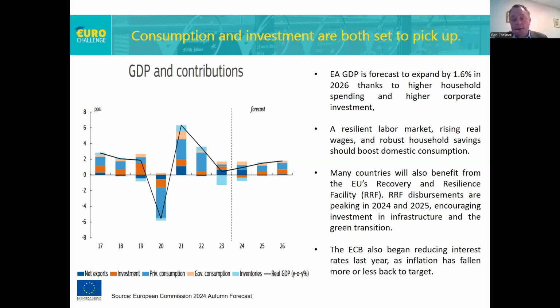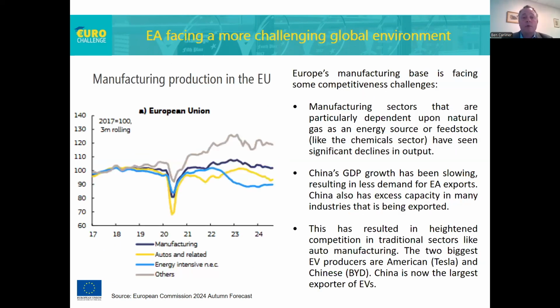One more thing I'd like to mention is that the ECB has started cutting interest rates, and this makes borrowing cheaper, and so this should also encourage investment. And all these reasons are why the European Commission is forecasting growth to pick up in the next couple of years in Europe.